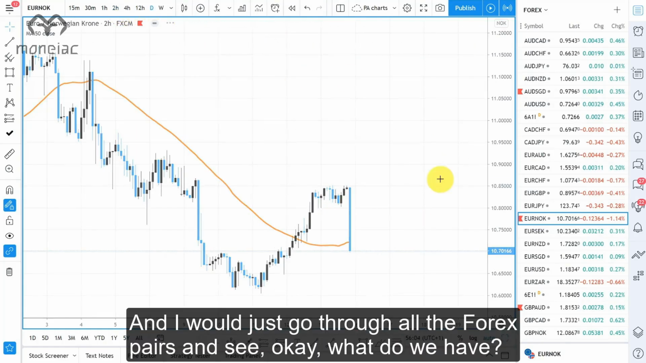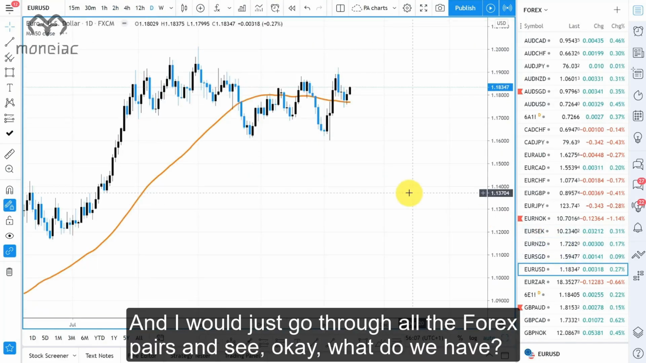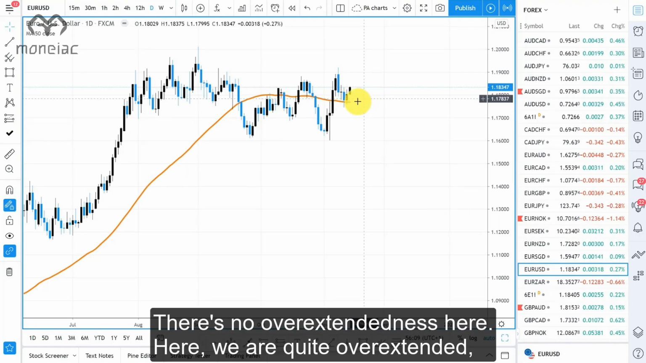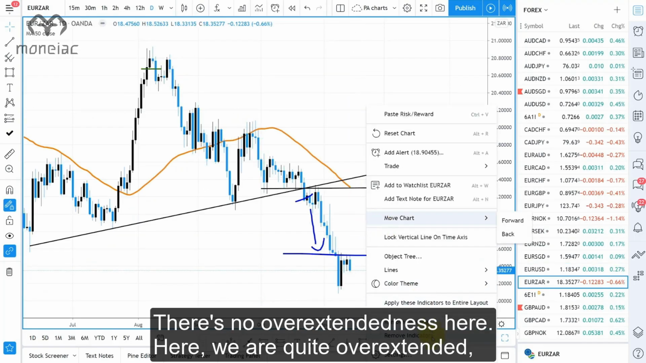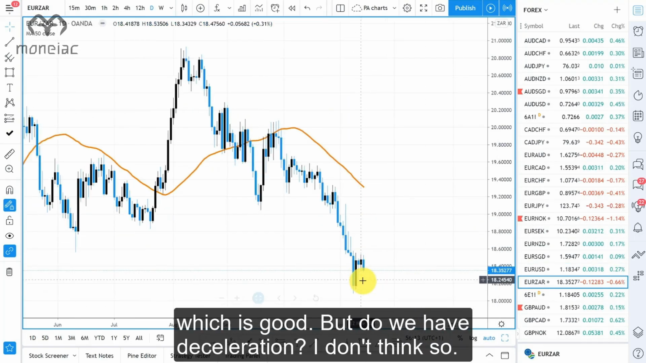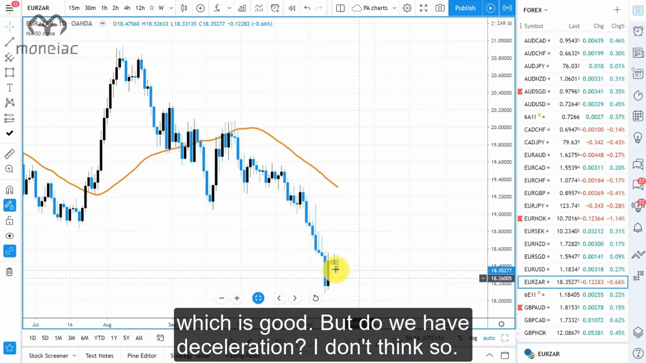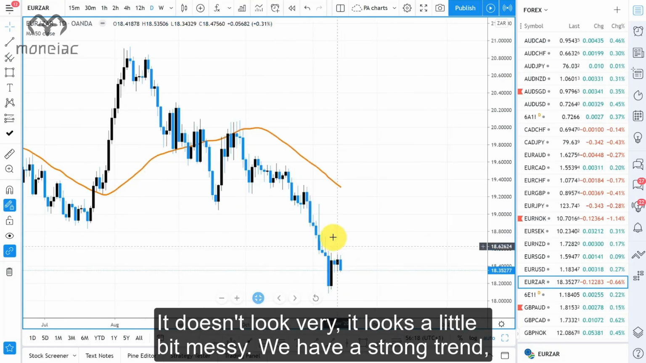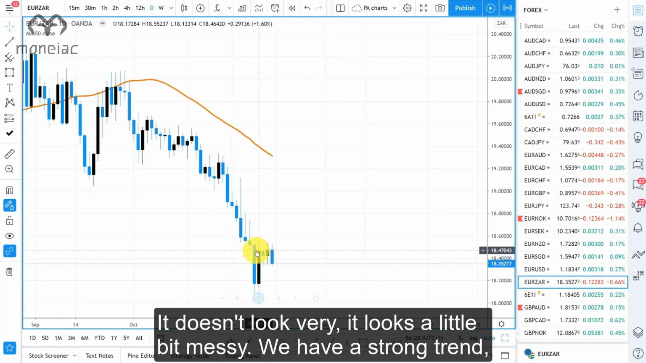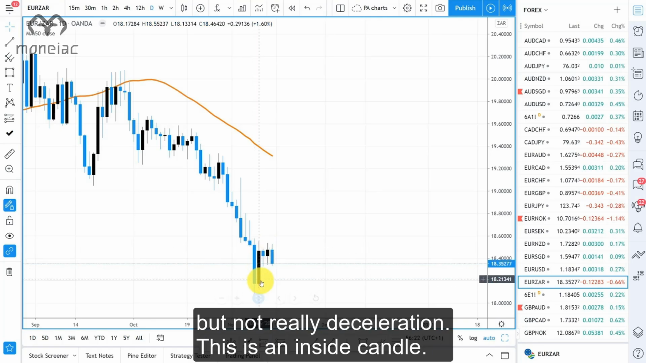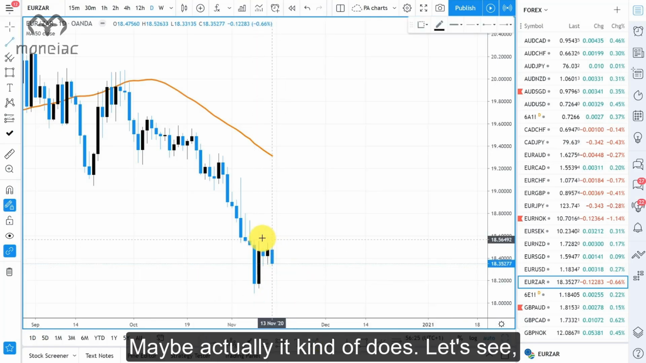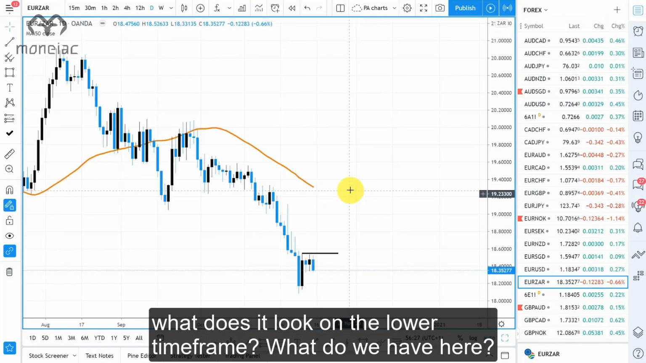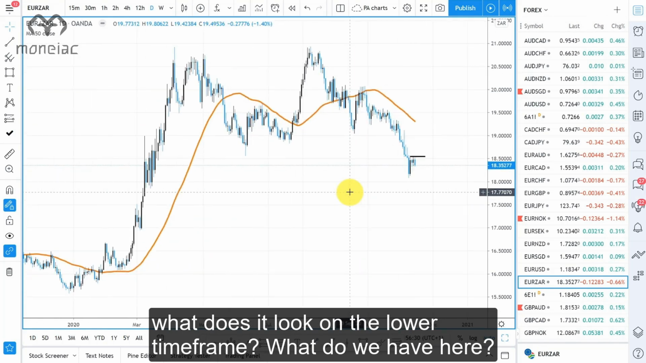And I will just go through all the Forex pairs and see, okay, what do we have? There's no overextendedness here. Here we are quite overextended, which is good, but do we have deceleration? I don't think so. It looks a little bit messy. We have a strong trend, but not really deceleration. This is an inside candle. Maybe actually it kind of does. Let's see, what does it look like on the lower time frame?